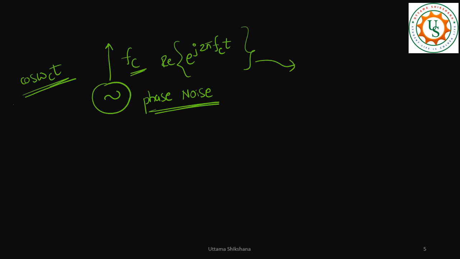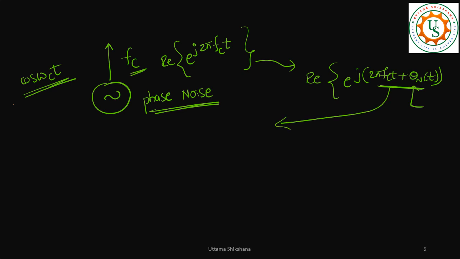Now if there is a phase noise, then it would become e to the power of j 2 pi fct plus theta n of t. So this is the phase noise component. It varies with respect to time; it is a function of time. And since this phase noise is coming at this part of the equation, we can say that it again affects the frequency offset of the signal.